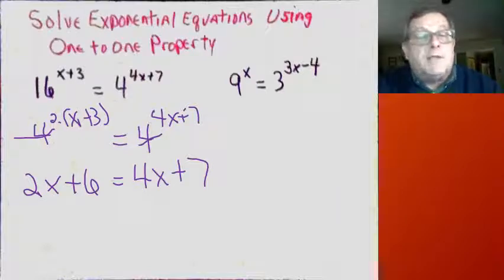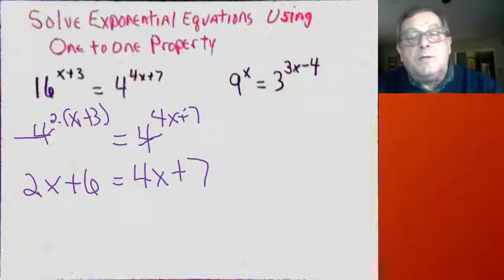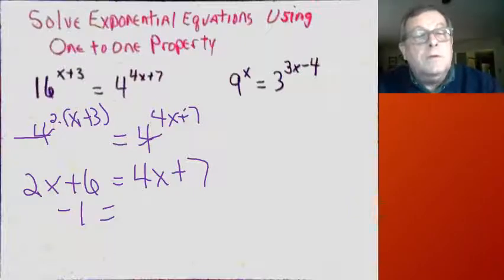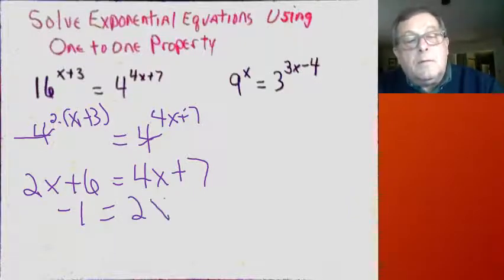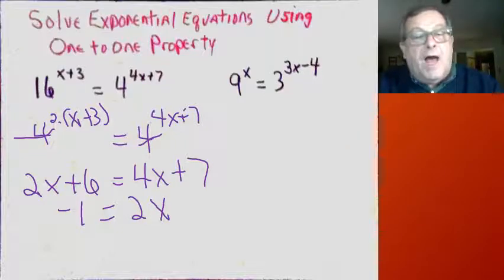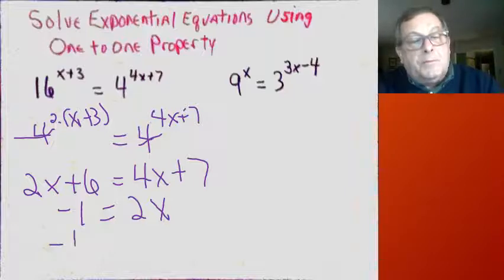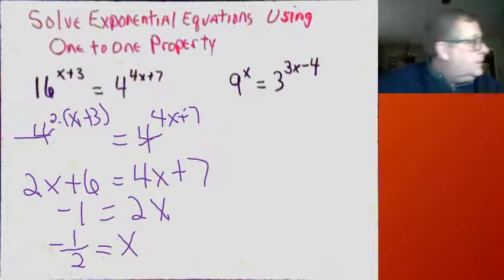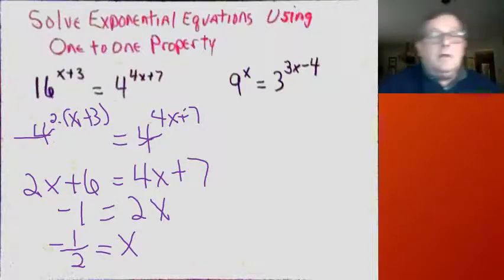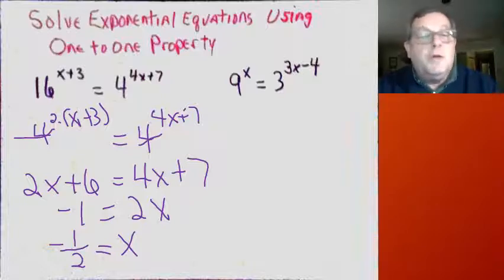And then we just go about solving this algebraically. So let's see, I'm going to subtract 2x from both sides and also subtract 7 from both sides. When I do that, that's going to give me minus 1 equals 2x. Now I can just divide both sides by 2, and I get x equals minus 1/2. So we solved that exponential equation.